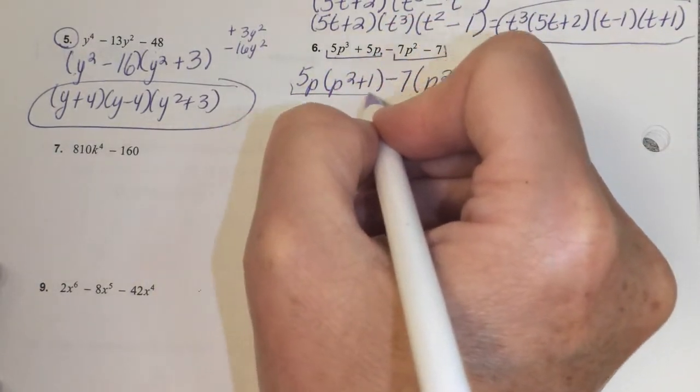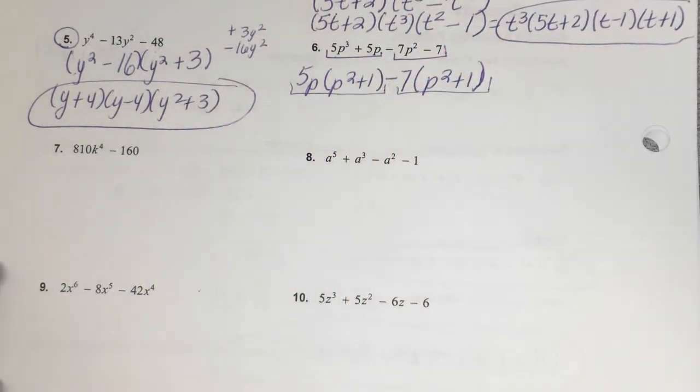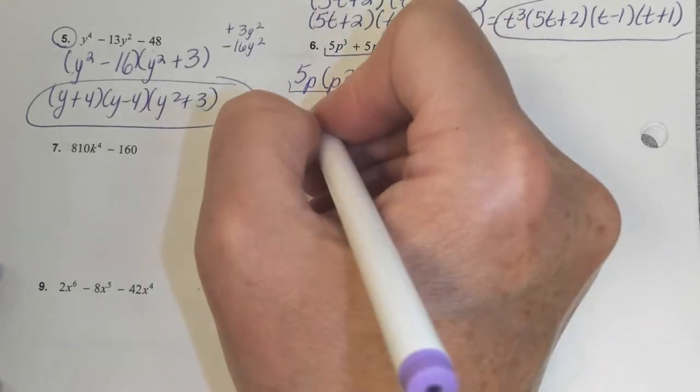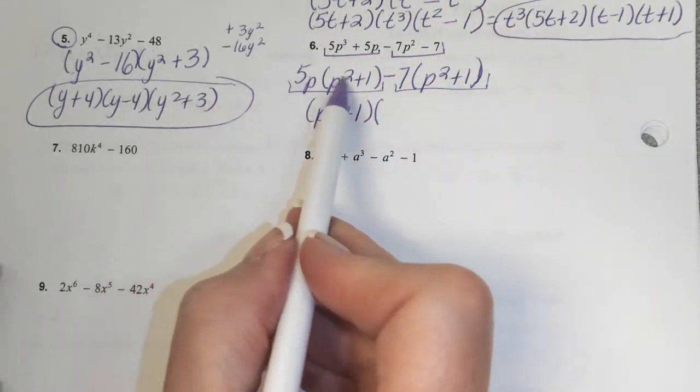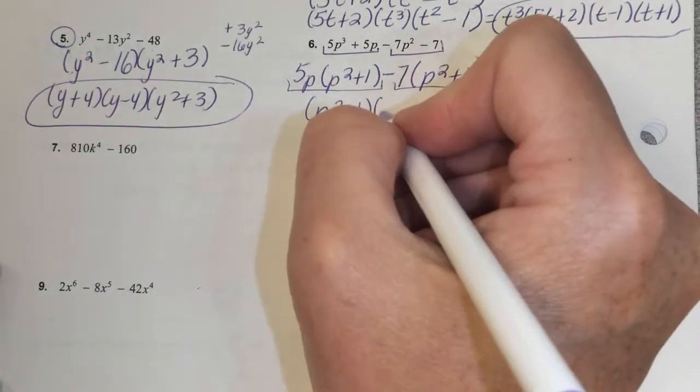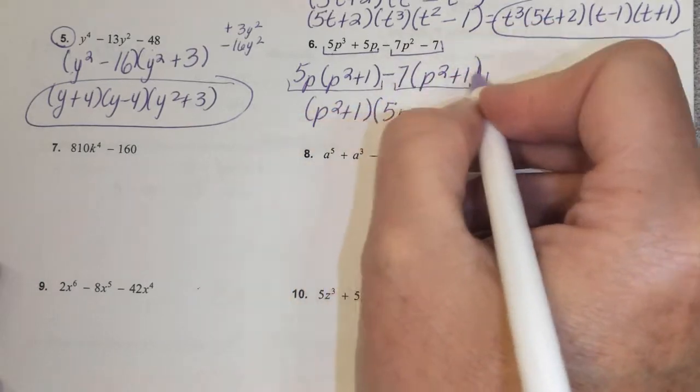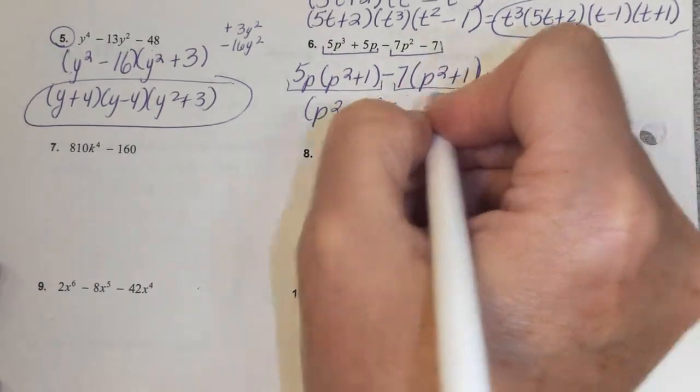Now I have, this is one term and this is the other term. And what do those two terms have in common? So I have p squared plus 1. When I take this term and divide it, I'm left with 5p. When I take this term and divide it, I'm left with minus 7.